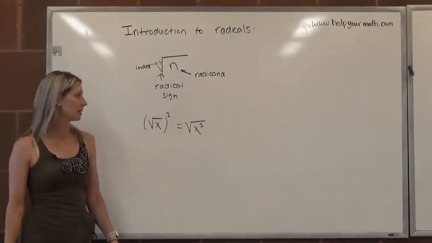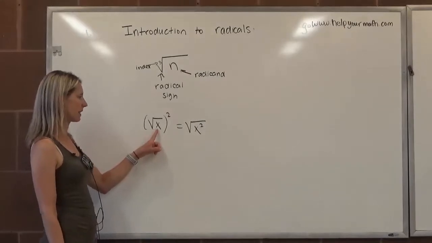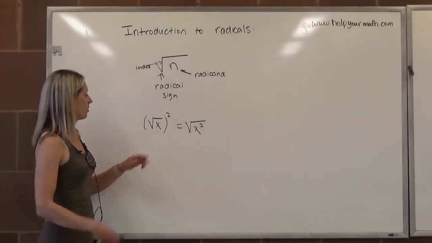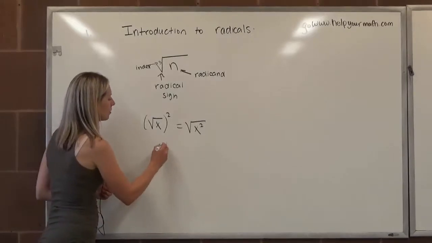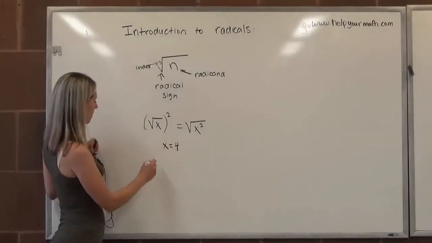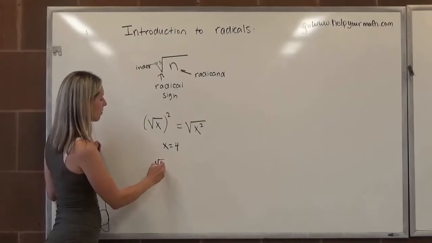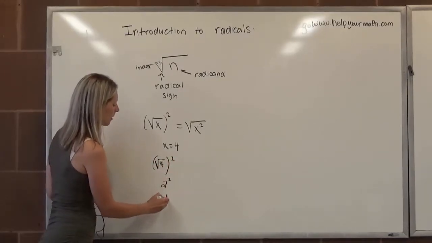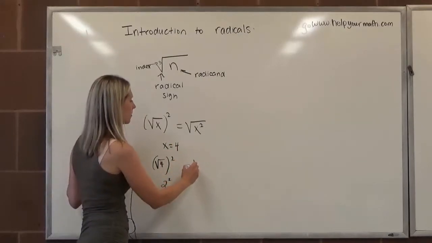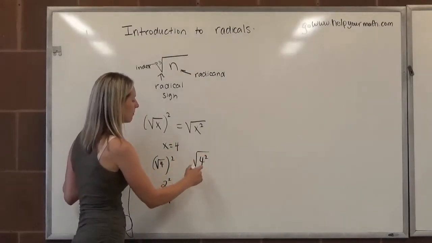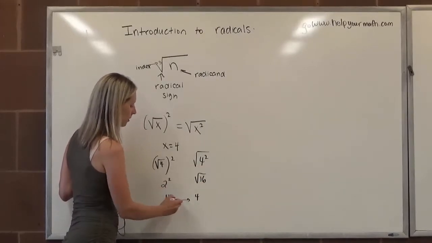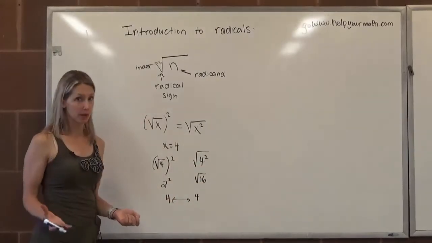Let's keep it nice here. We're taking the square root of a number, so think of a perfect square, 4. What if x is 4? Will this hold up? That would be the square root of 4, squared. The square root of 4 is 2, and 2 squared is 4. Over here, the square root of 4 squared: 4 squared is 16, and the square root of 16 is 4. Cool, it worked.